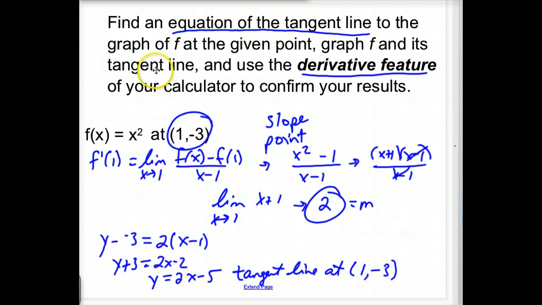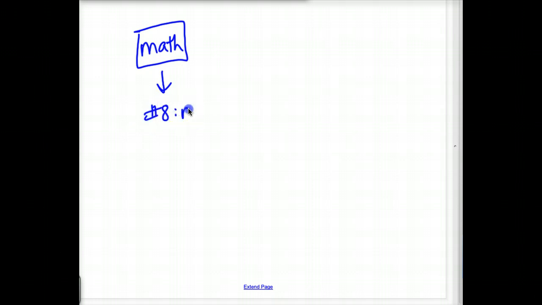Now we can use our graphing calculator to verify the results. On the calculator, you're going to push the Math button, and go down to number 8, which says nDeriv. It gives you that.